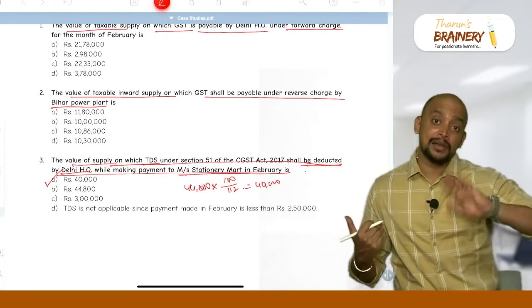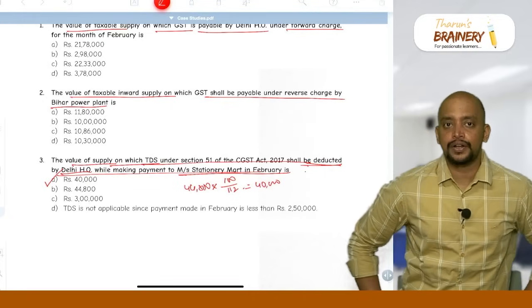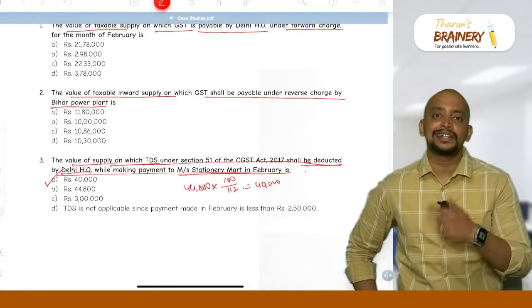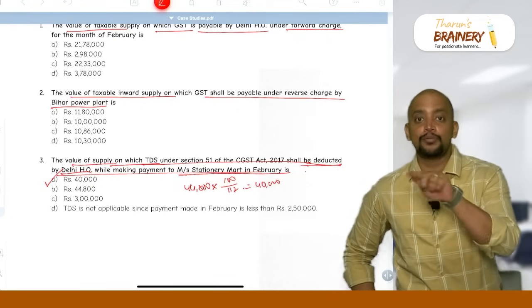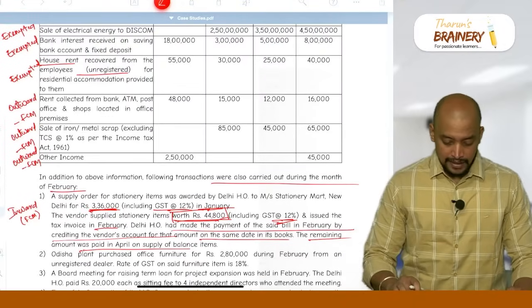Remaining amount, as and when they make the payment, at that time only TDS will be deducted. For checking whether TDS is applicable or not, we need to see the contract value. But while computing TDS, we need to take the value, that is the amount credited to the person. Then that is the answer for this.